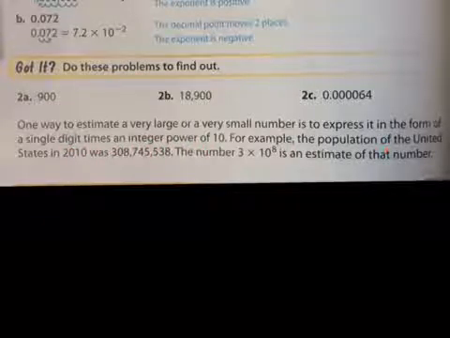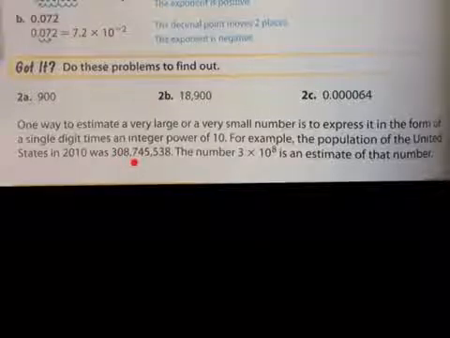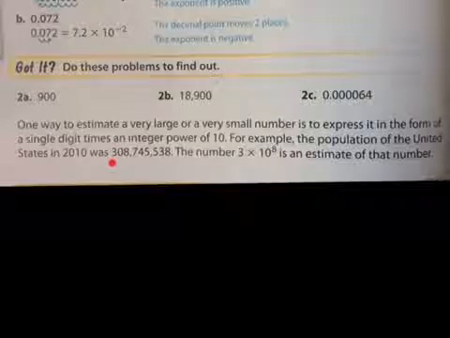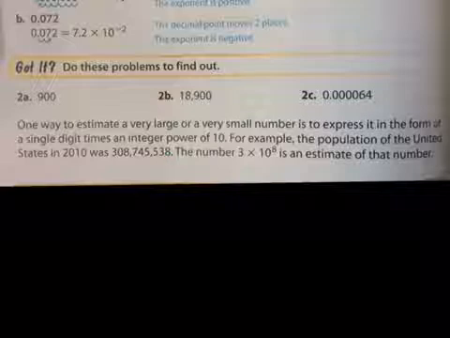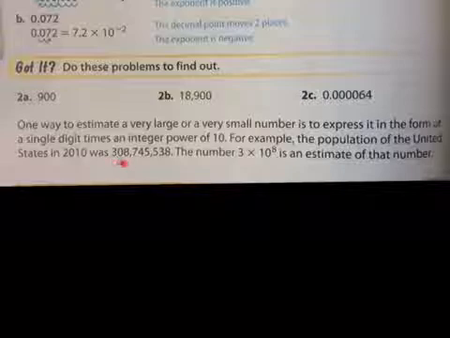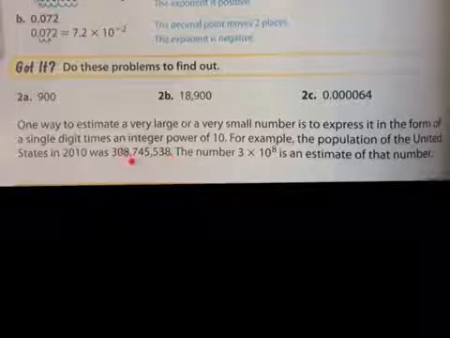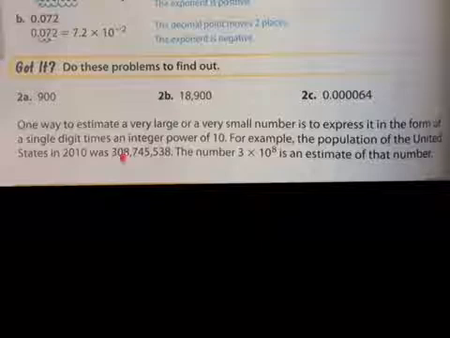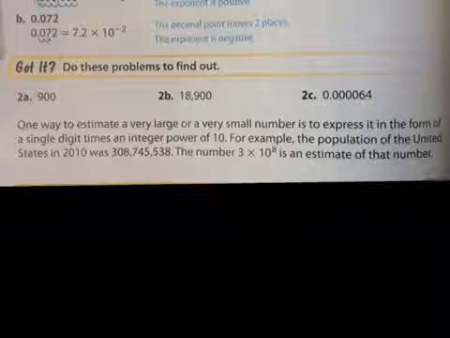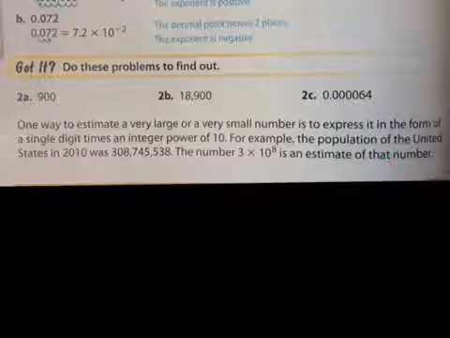For example, the population of the United States in 2010 was 308,745,338. Now, if we wanted to round this, boys and girls, to the nearest million, we would make it 300 million, 100 million, right? We would get rid of this 8 million right there. So we could just make all those zeros, and we would write it as 3 times 10 to the power of 8. You see? 1, 2, 3, 4, 5, 6, 7, 8. And it stops at the 3, makes the 3 a whole number. So 3 times 10 to the power of 8 is an estimate of that number.